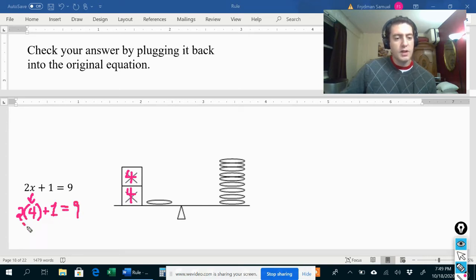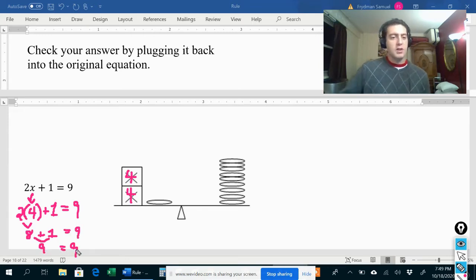So 2 times 4 is 8. So I have 8 plus 1 equals 9. And 8 plus 1 is 9. So I have 9 equals 9. So it all makes sense. So the left side is equal to 9 if X is equal to 4, and the right side was also equal to 9.